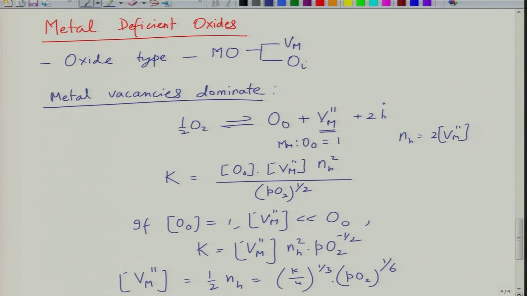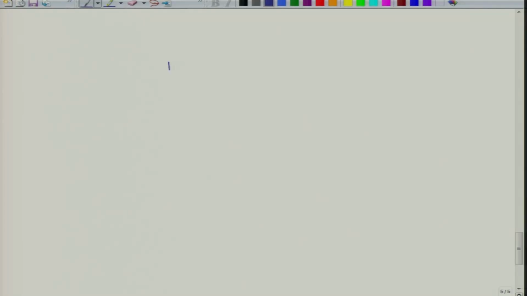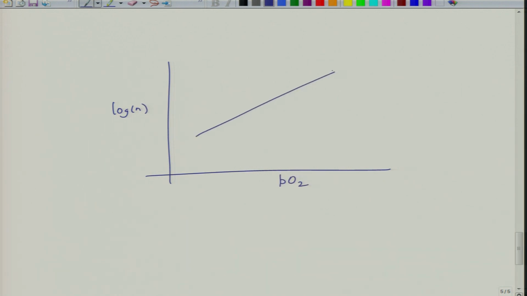concentration is proportional to partial pressure of oxygen, but it is the other way around. So if you plot log of concentration as a function of PO2, now the defect concentration increases. So basically this is 1/6. This is for Vm, and you can plot a similar line for NH. You can do the similar exercise for oxygen interstitial as well, which we will not do.